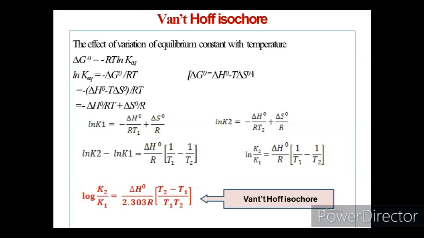Then I am converting the natural logarithm into log base 10, therefore I am multiplying by 2.303, which goes to the denominator on the other side. Therefore, log K2 by K1 equals delta H0 by 2.303 R times (T2 minus T1) by T1 into T2. It is called the van't Hoff isochore. Therefore, we have derived both equations, the van't Hoff isotherm and the van't Hoff isochore. It is an important derivation in physical chemistry because every year the question paper's C part or B part question asks to derive the van't Hoff isotherm or isochore, whichever it may be.